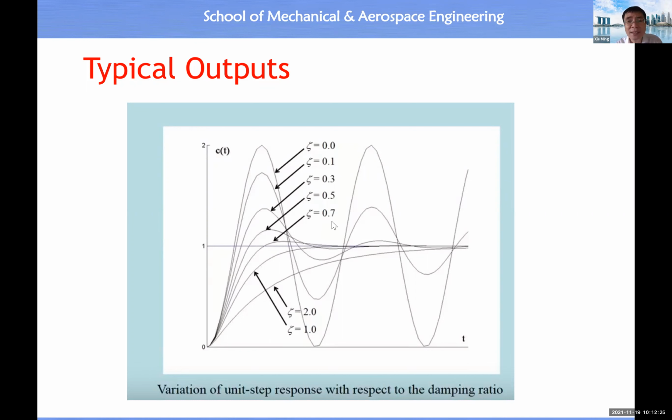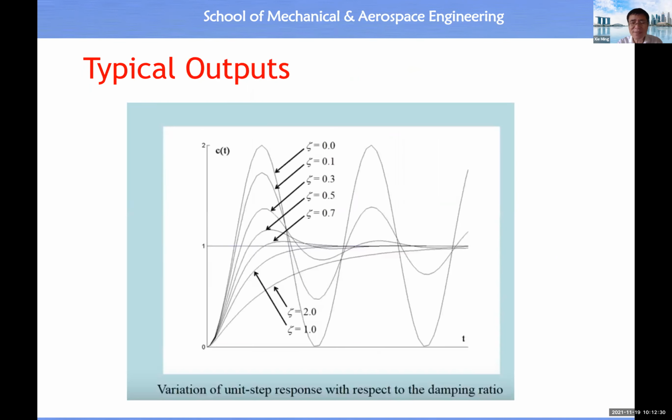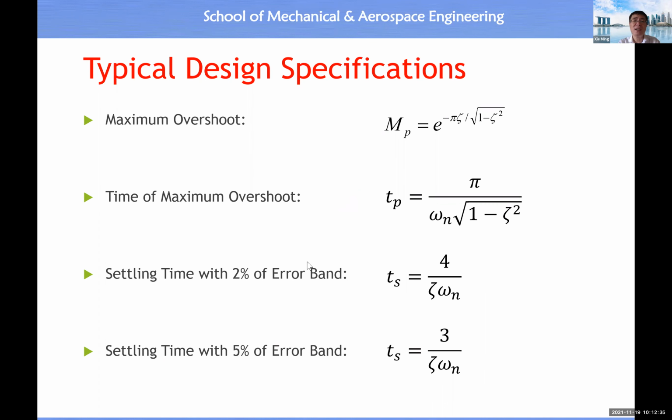That's it. All right. So another result will be, by using this standard transfer function, we can come out with the formula for us to measure stability in terms of the maximum overshoot, and the response time in terms of the settling time, and also the time of maximum overshoot or rise time or whatever. So these are the formulas for us to calculate the maximum overshoot. This is an indicator about stability, and these two are indicators about the response time, all right?